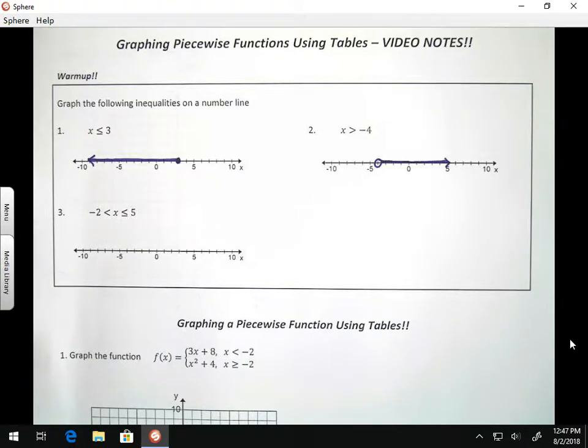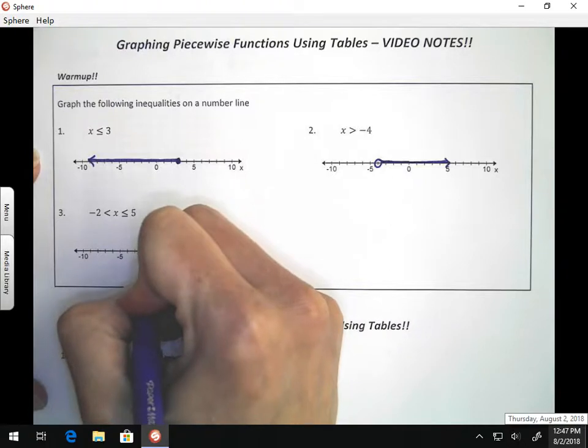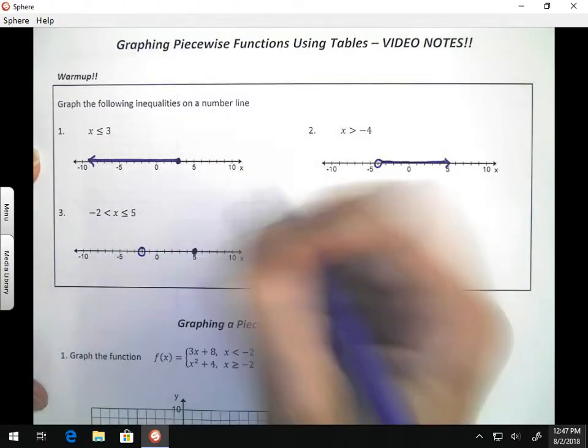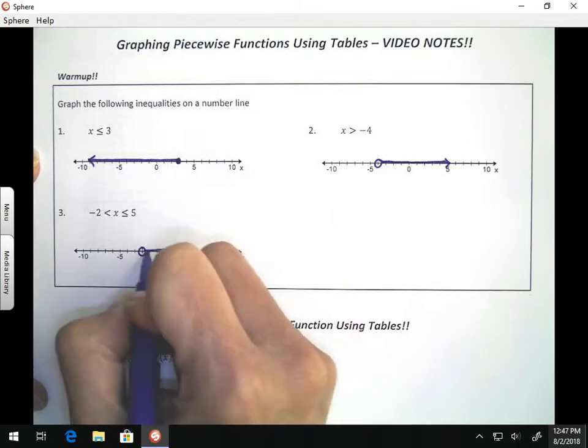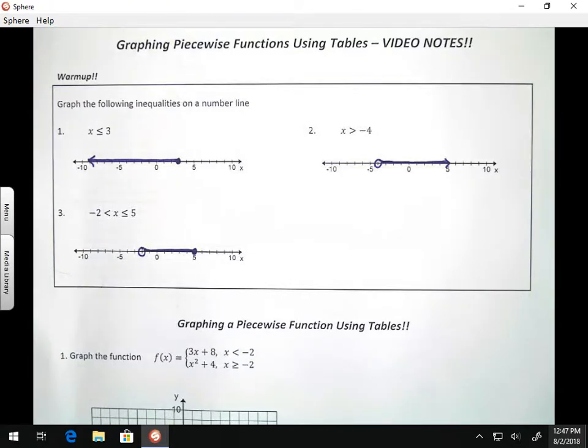Now for our compound inequalities like number 3, I want the numbers that are greater than negative 2 and less than or equal to 5. So here I'm going to have an open circle at negative 2, I'm going to be closed at 5, and I'm going to shade in between. Again, these are simple ideas that you've probably been doing since Algebra 1, but we wanted to do a quick review.